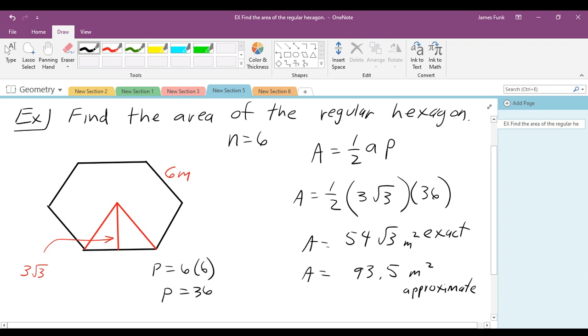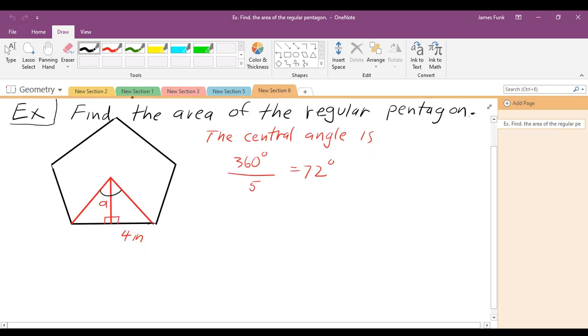Okay, so we got one more of those area formulas for a regular polygon, and then that'll wrap it up. All right, this is a little bit more complicated. This time we got a regular pentagon, so n is 5, so we have 5 sides. Now let's talk about that central angle right here. This is a central angle. We're going to find out how many degrees that is.